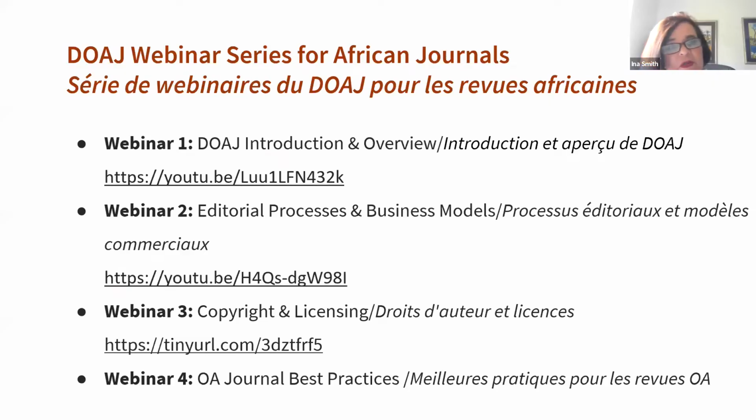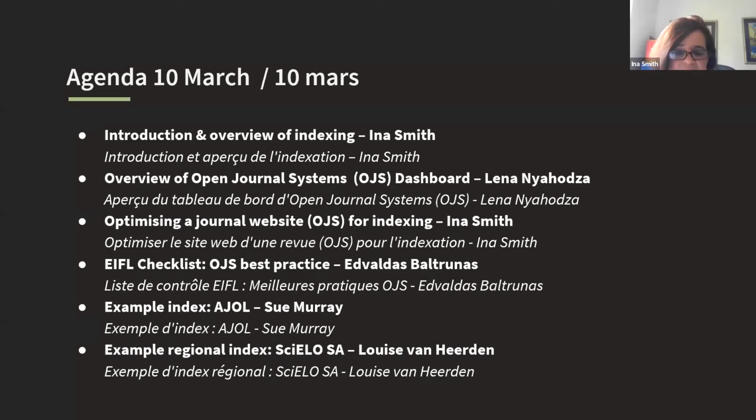During the previous few weeks, we've looked at DOAJ, at the criteria for inclusion, etc. In the second webinar, we looked at editorial processes and business models. Then we zoomed in on copyright and licensing, and last week we had a look at open access journal best practices. And today we're going to look at indexing and how it applies to OJS.